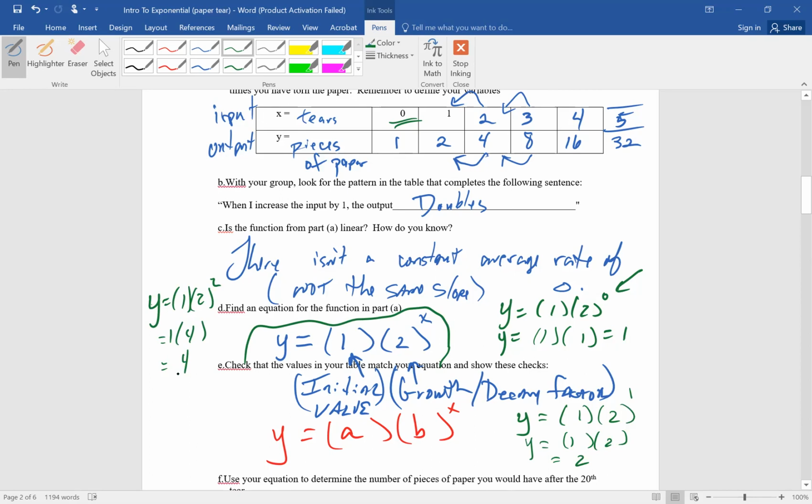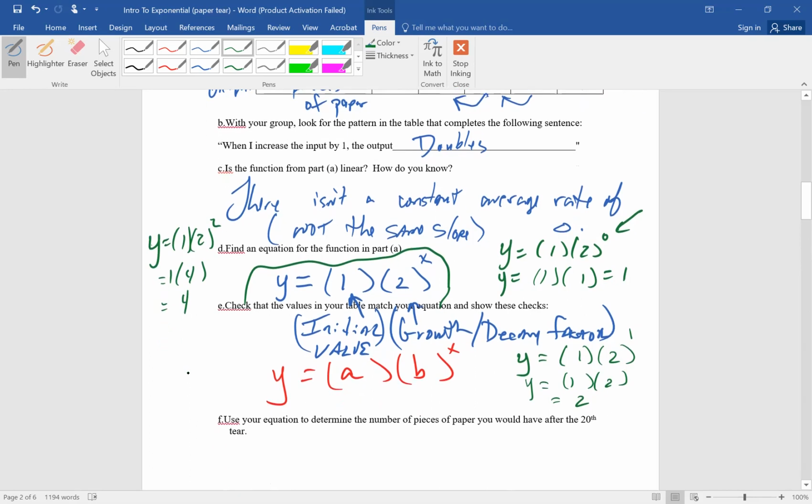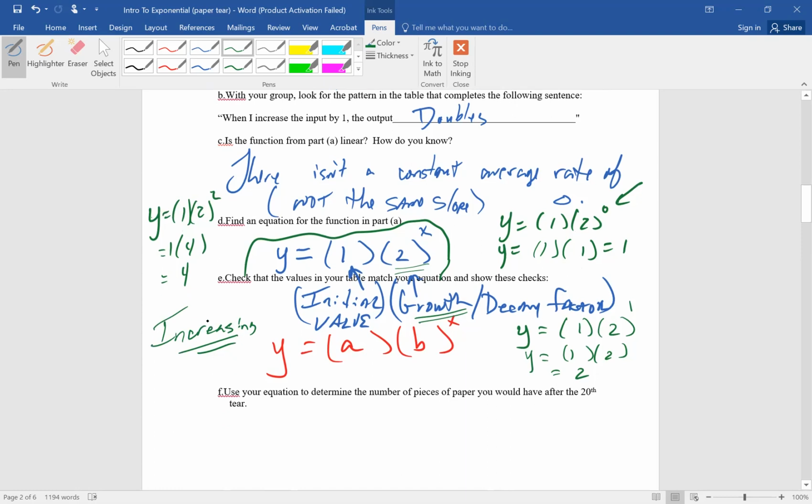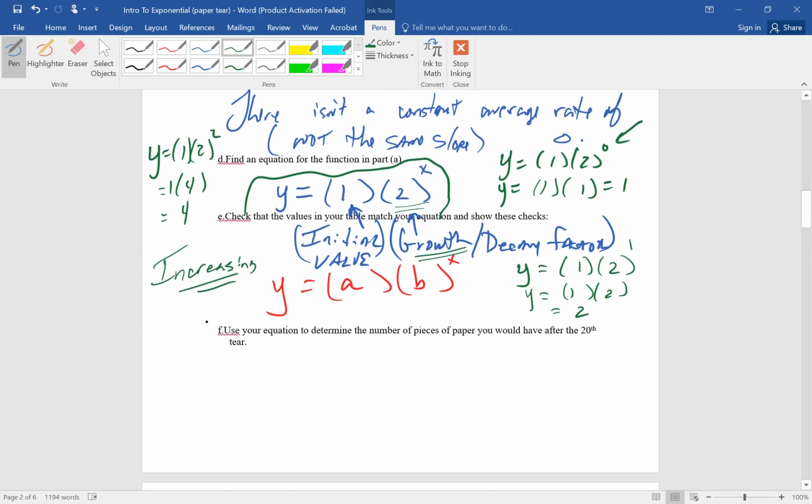And what will happen is this is going to be your growth factor. The reason is that every time you tear, you're doubling the current amount of pieces of paper you have. So a lot of times they'll say you're doubling, or that's called a doubling factor. And this function is going to be increasing. Something to keep in mind as we go through these functions. So if you were asked to determine the 20th tear, you say, oh yeah, no problem.